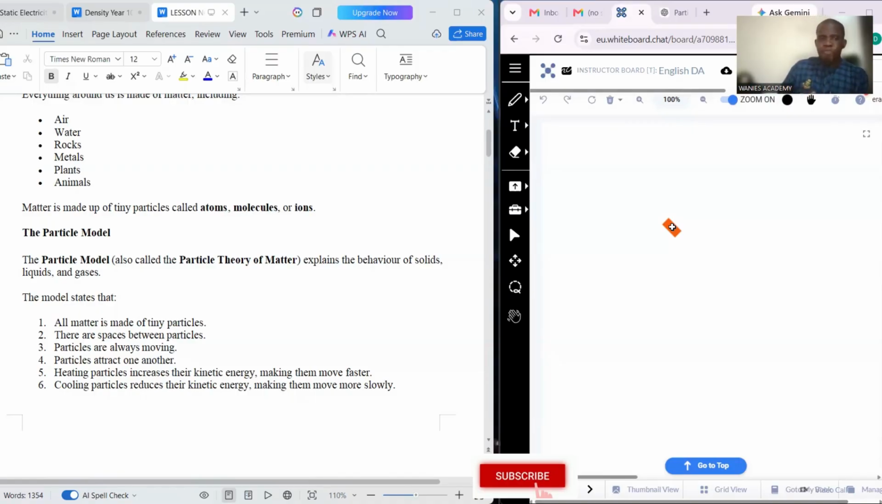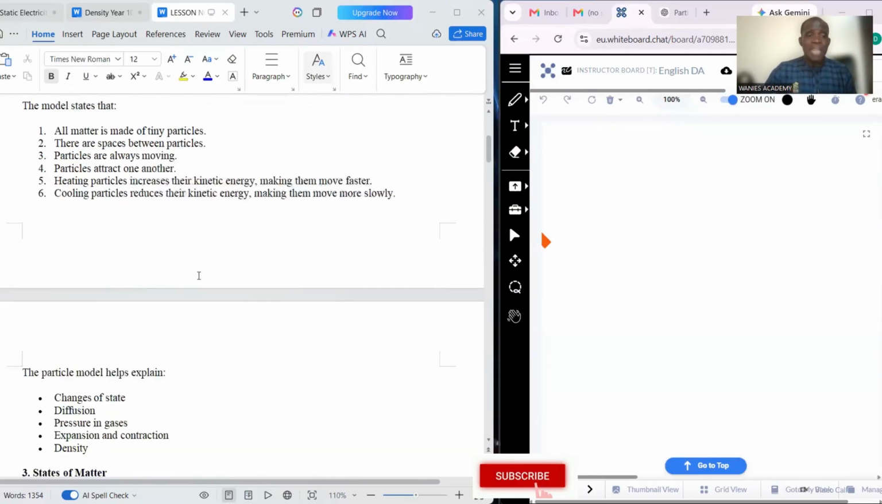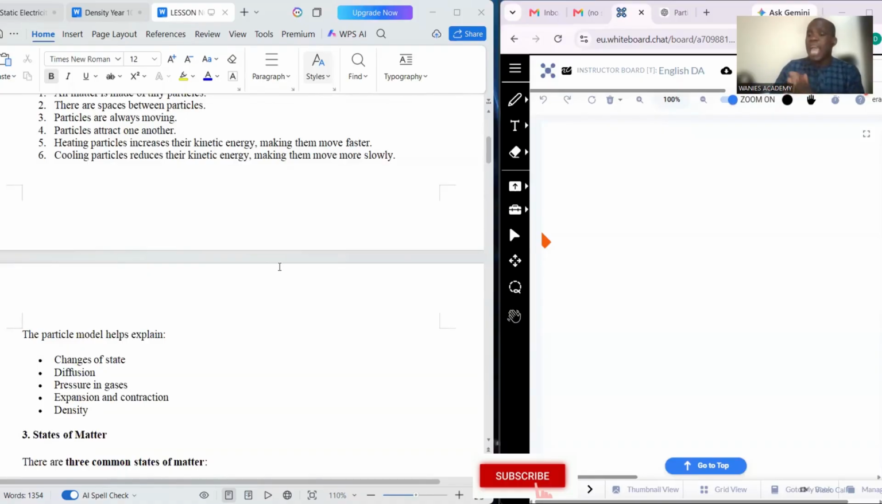Then number five, a postulation of this model is that heating particles will increase their kinetic energy, making them move faster. Cooling particles reduces their kinetic energy, making them move more slowly. These are the assumptions of the particle theory of matter, and they are very germane, very important to the study of matter. So now, the particle model actually helps us to explain the changes of state.